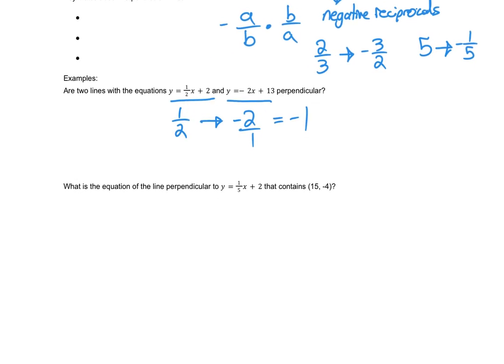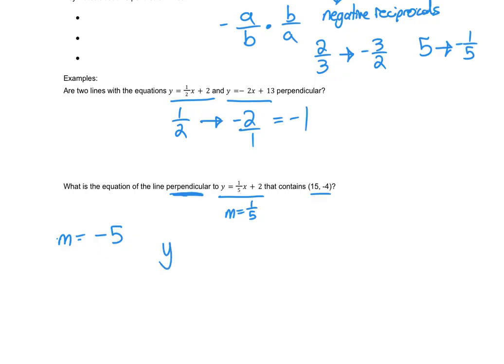Now let's write the equation of the line perpendicular to this line that contains the point (15, -4). So the slope of this line is 1/5. So my perpendicular slope needs to be a negative reciprocal. So I'm going to write negative 5. That's the slope of the line that I am looking for, this perpendicular line.